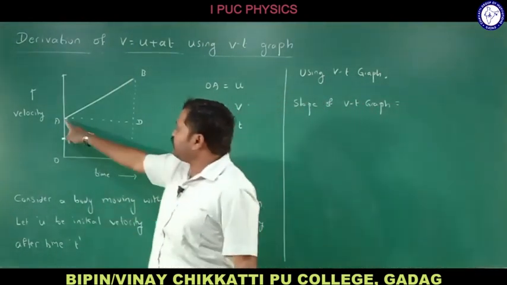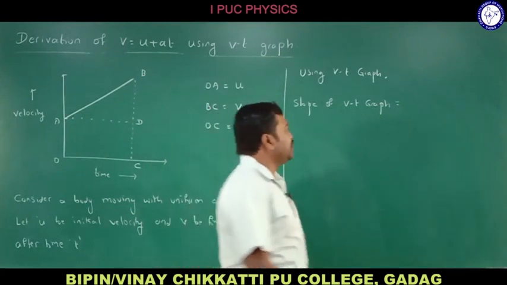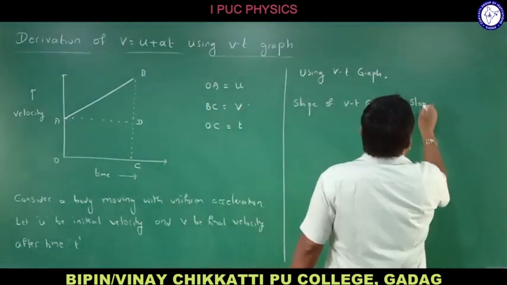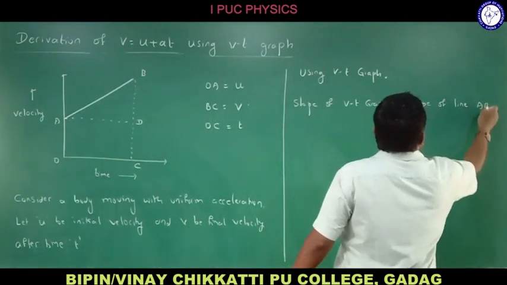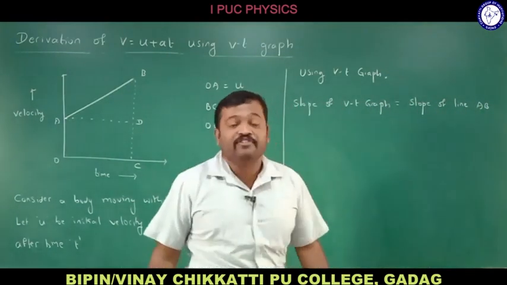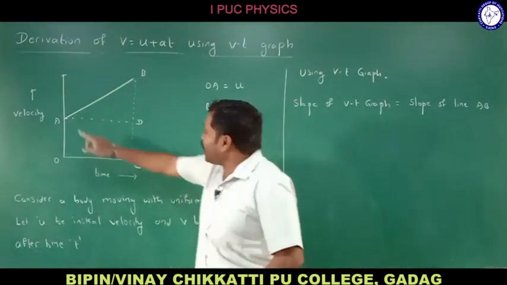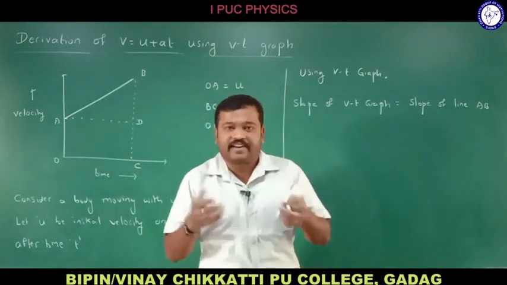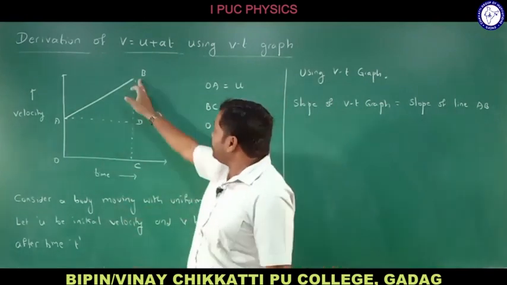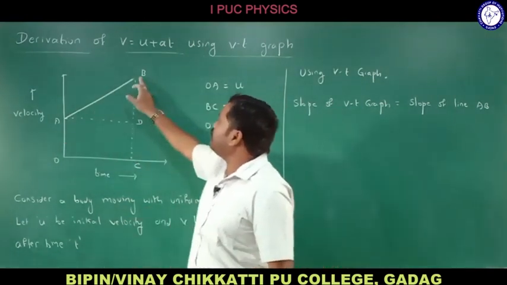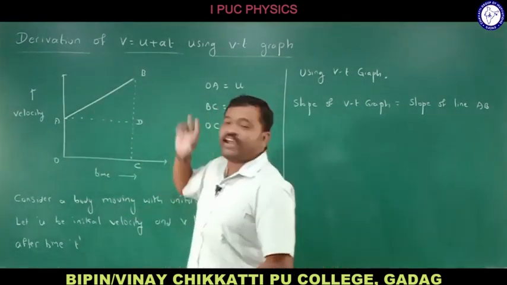So what is the VT graph here? It is the slope of AB, right? It is nothing but the slope of a line. What is that line here? That is AB, the slope of line AB. We have already studied how to calculate the slope of this. Take a triangle here. Already there is one triangle, so let me make use of that itself. There is already triangle ABD.